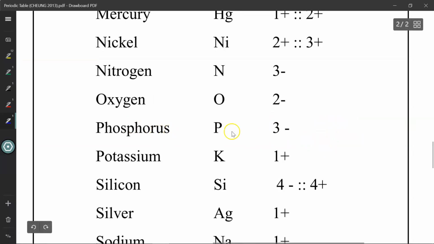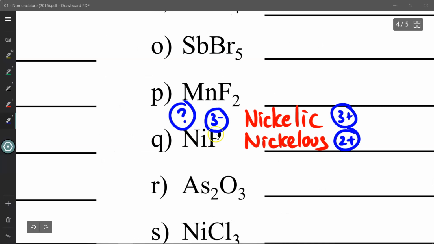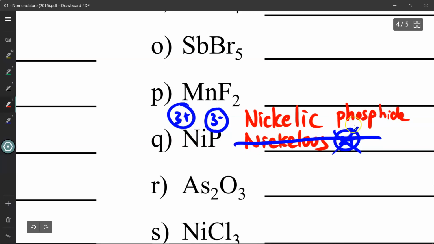If I look at phosphorus, I see that it has a 3- charge. And I need to find out which of these two species would allow this to zero sum, since I only have 1 nickel and 1 phosphorus. So in this case, it must be nickelic, not nickelus, because it has to be nickel 3 in order for this to zero sum. So get rid of this one over here, and we'll call it nickelic phosphide. Again, this is stupid. You would never see this. I hope you would never see this, but I'm putting it in just in case you ever do.